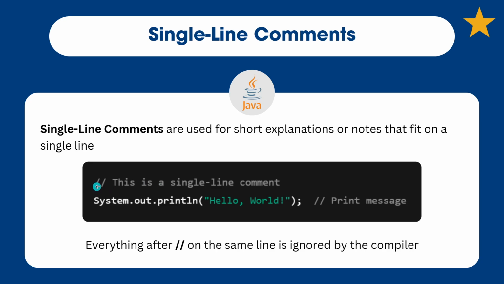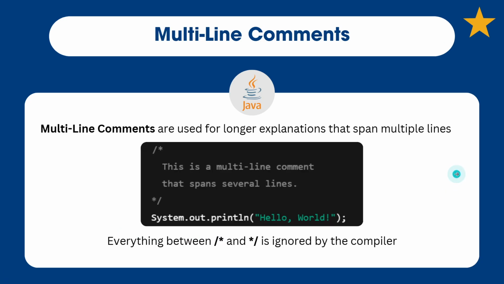So the compiler is going to see this and say ignore. For the second line, System.out.println, it's going to execute it. But then once it gets to these double slashes, this print message, it's going to ignore that. So it won't trigger any errors. So everything after the double forward slash on the same line is ignored by the compiler.